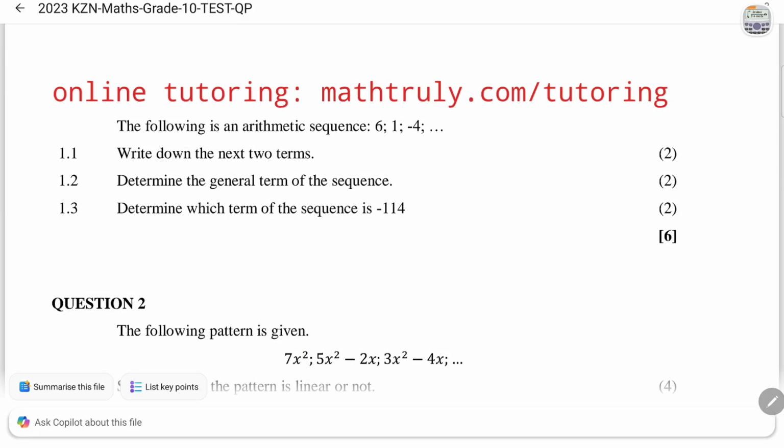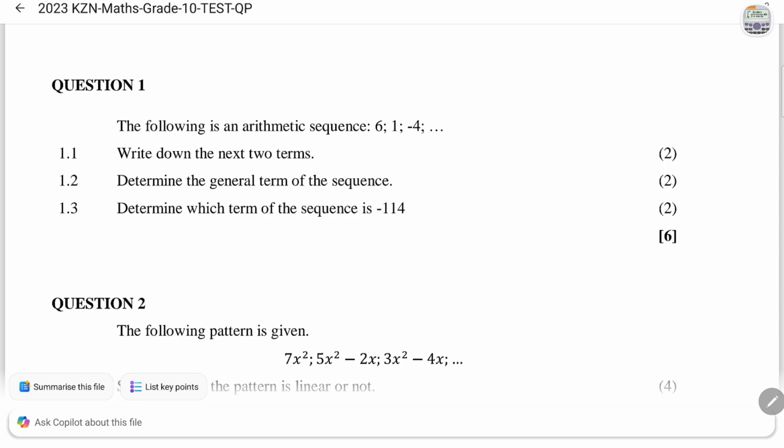In this video, we'll be working on KZN's Mathematics grade 10 test, and this is specifically a term 3 test for 2023. This is a short test. It is worth 50 marks and it has a total of 6 questions. So let's get into this video.